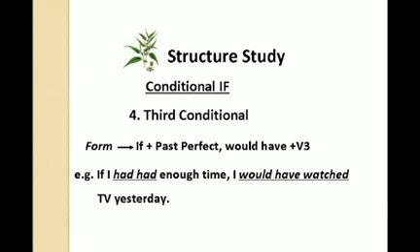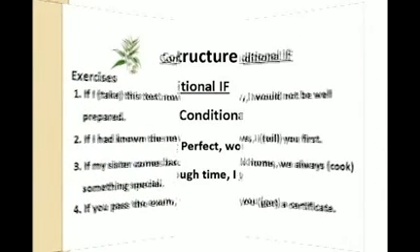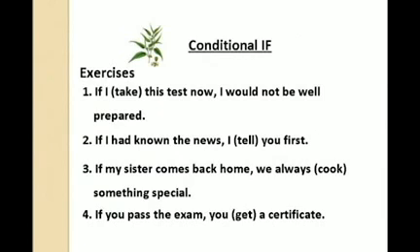Before I give you some exercises, I would like to summarize the second and third types of conditional. When we want to talk about things that are unreal in the present or future, we use the second type of conditional. When we want to talk about things that were unreal in the past, we use the third type of conditional. I hope you understand all types of conditional. To check your understanding, I will give some conditional sentences. Please try to complete the sentences as correctly as possible.